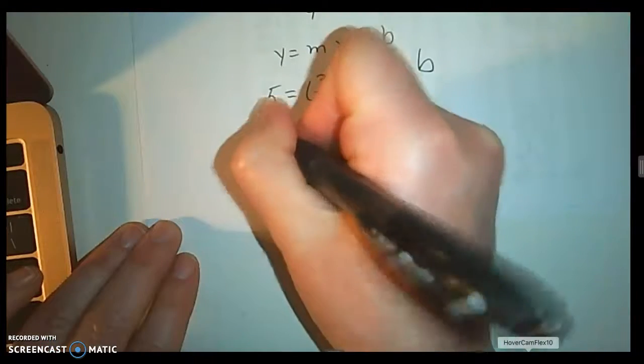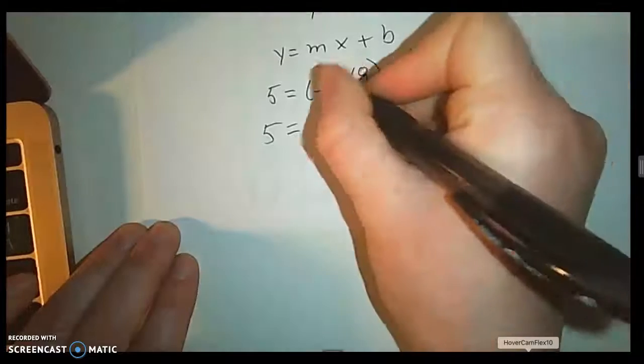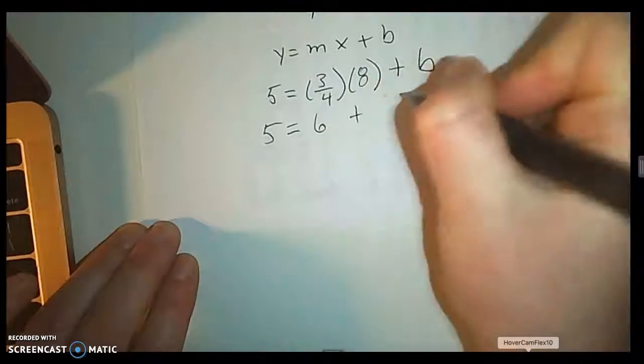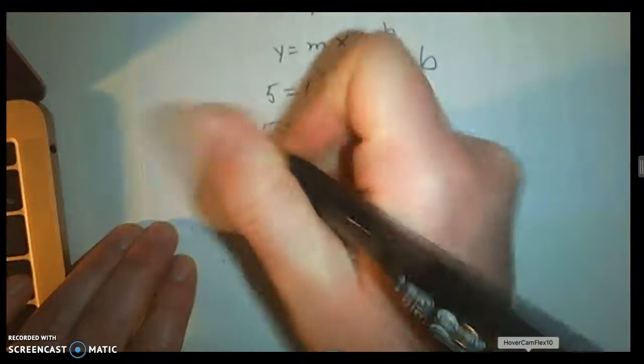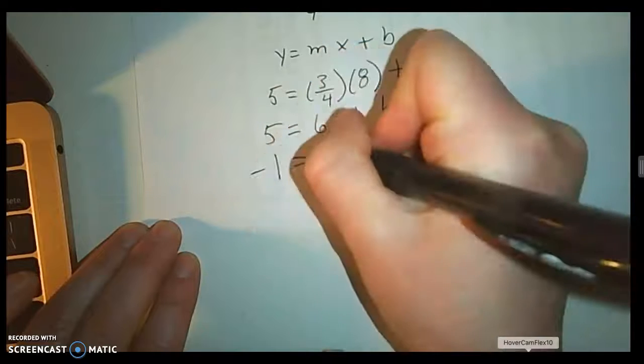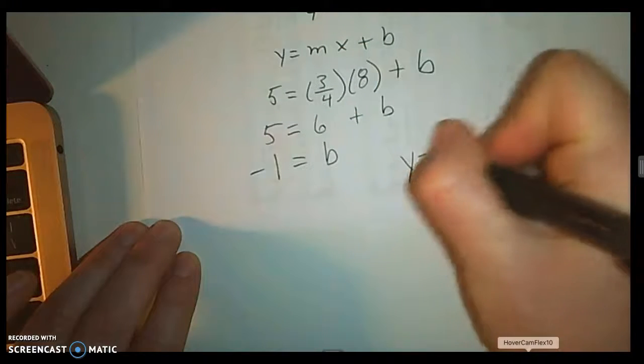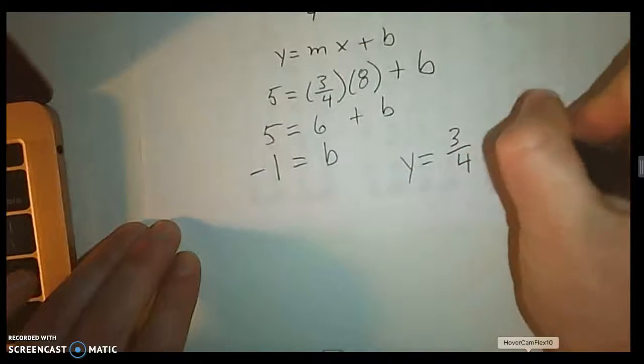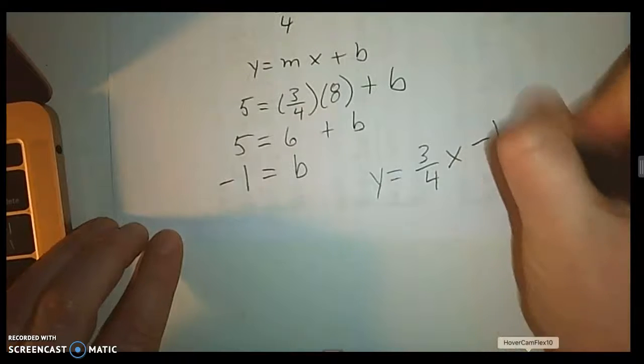So 5 equals 3 over 4 times 8, which is 6, plus b. So then I'm going to bring the 6 over to the other side. I end up with -1 equals b. So the equation of my line is y equals 3 over 4 x minus 1.